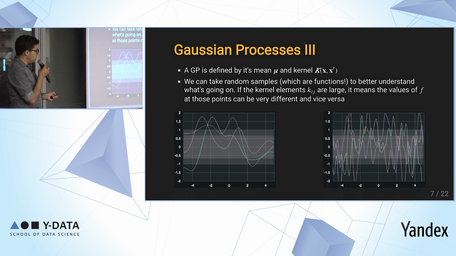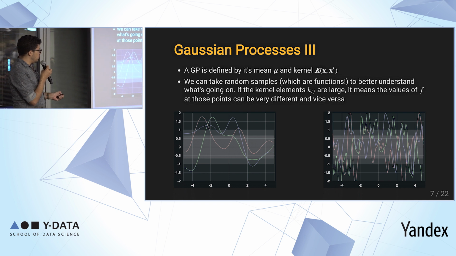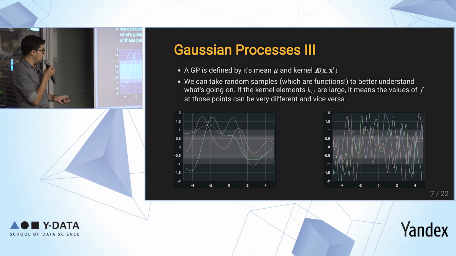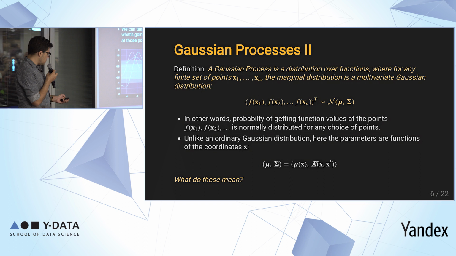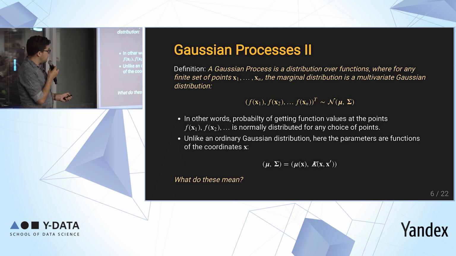And what we see here is two very different graphs, right? The functions over here are kind of smooth. These are kind of really noisy. And the difference between them is the covariance matrix that we saw here. So basically, what this covariance matrix tells us is how these points are correlated.